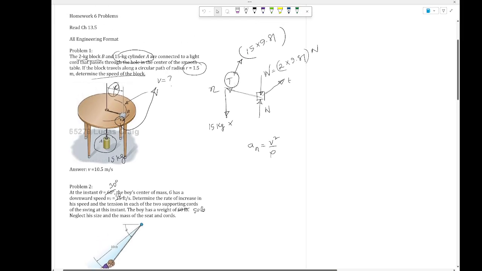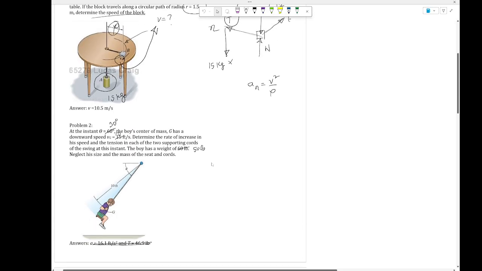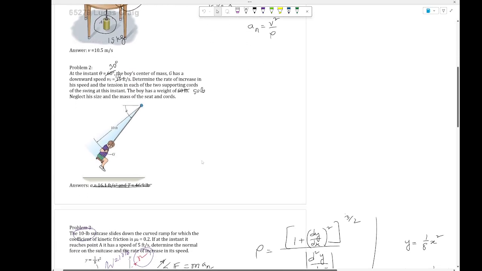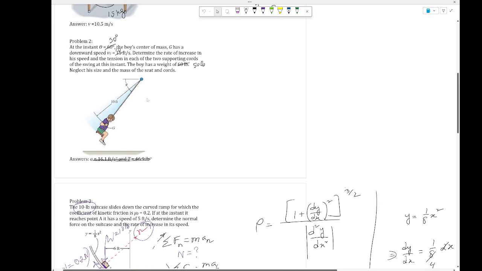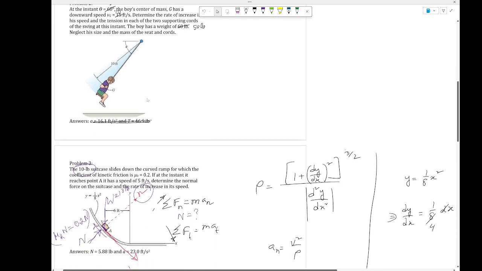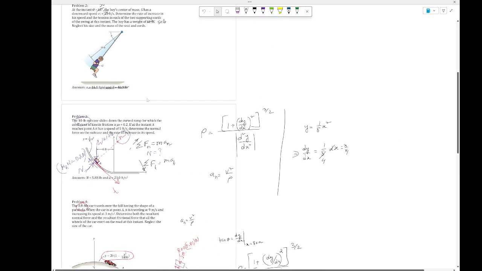And T is the tension, W is the weight, N is the normal force, t is the tangential direction, and n is the normal direction. I think I explained everything I had written. Number 2 is the same as the in-class problem we have done, with probably slightly different data. Number 3, I was talking about it as well.